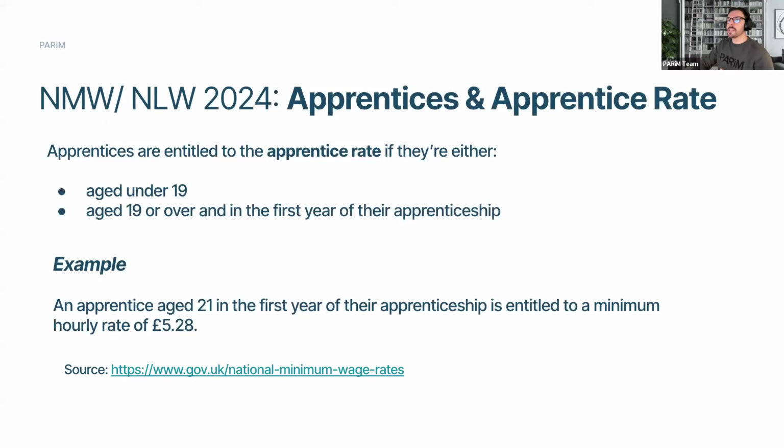A little bit of the apprentice information, just wanted to share it with you. If they're getting that apprentice rate, it means they're either 19 or under, or if they're over the age of 19, they're in that first year of apprenticeship, and that's what the rate is going to be.